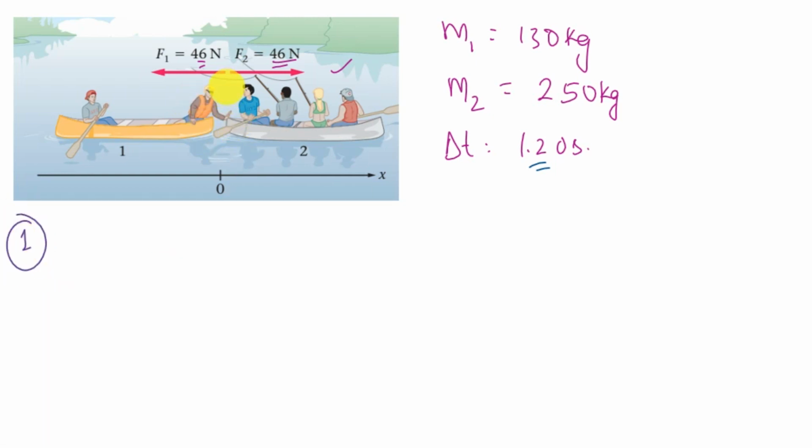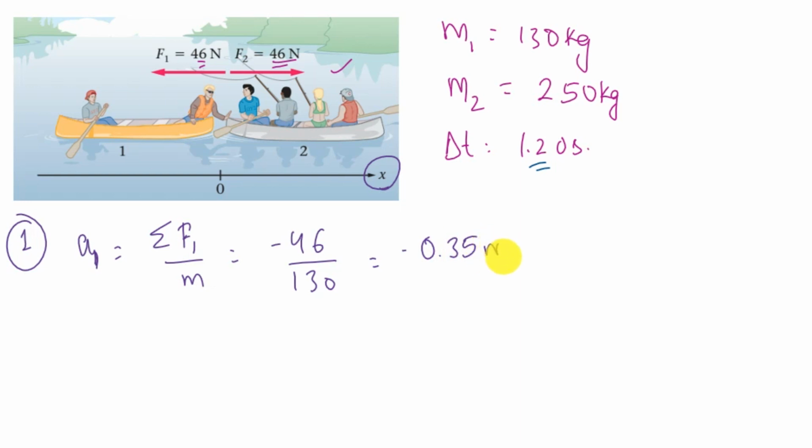Now, if we consider canoe 1, by using Newton's second law of motion, the acceleration for canoe 1 equals the net force on canoe 1 divided by the mass. This force is in the negative x-axis, and this direction we have taken as positive x. So the force is minus 46 divided by the mass of canoe 1, which is 130 kg. The acceleration will be minus 0.35 meter per second squared.